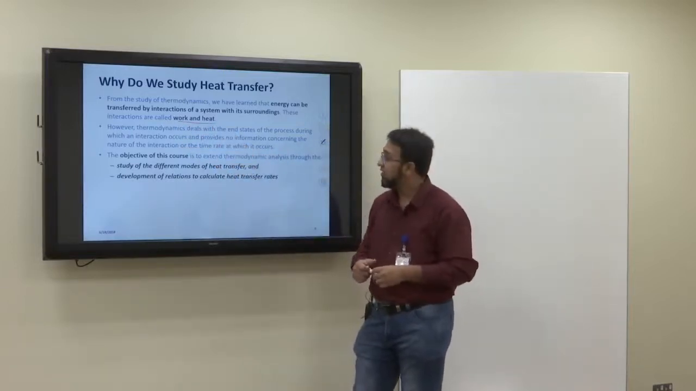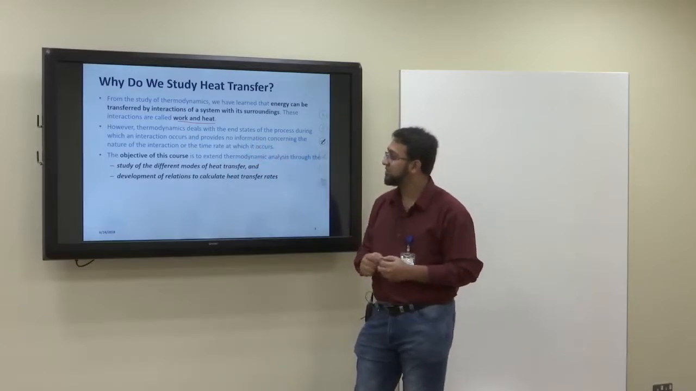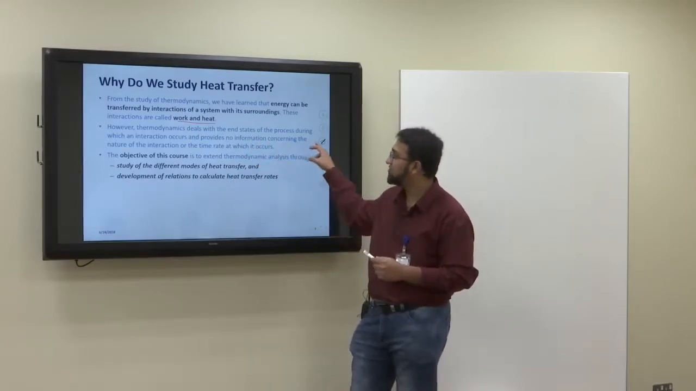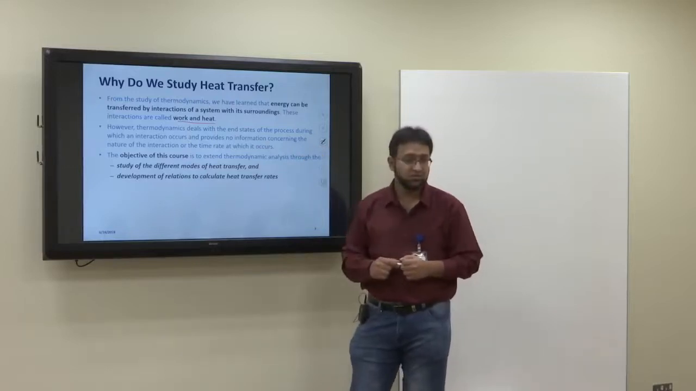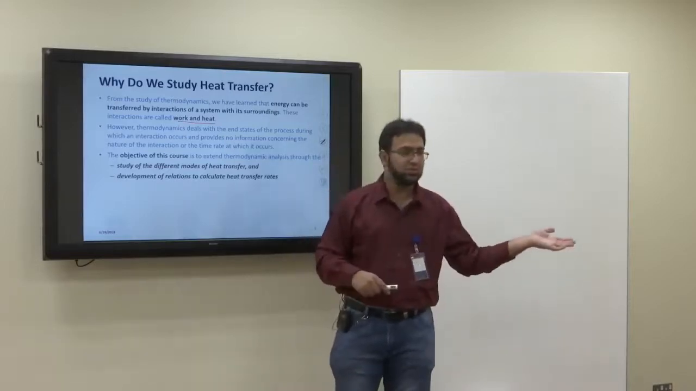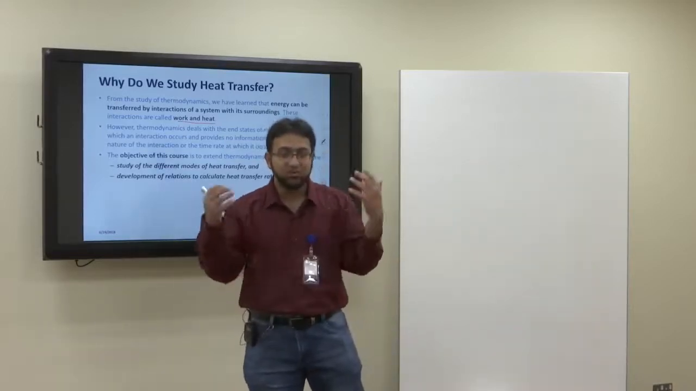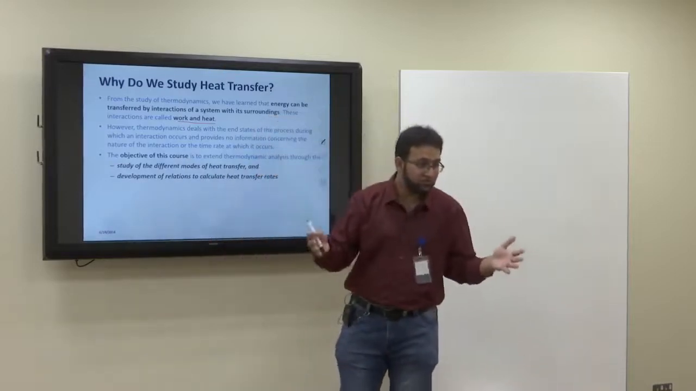Okay? However, thermodynamics deals with the end state of the process during which an interaction occurs and provides no information concerning the nature of the interaction or the time rate at which it occurs. So it just tells that, okay, that much amount of heat needs to be rejected, that much amount of heat needs to be supplied. But how does this supply or rejection take place, or in what amount of time?